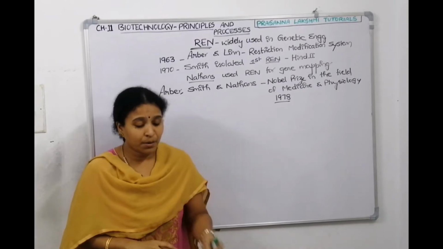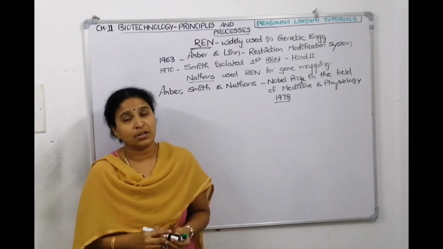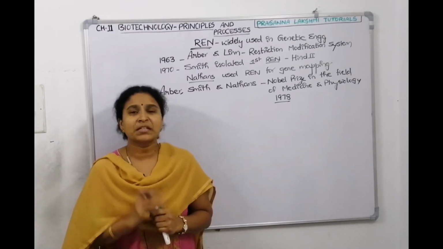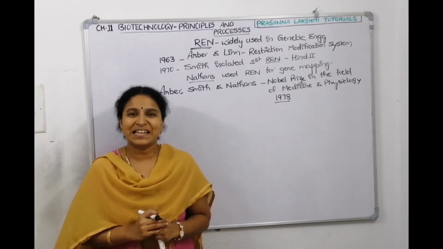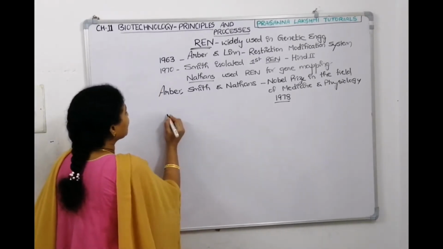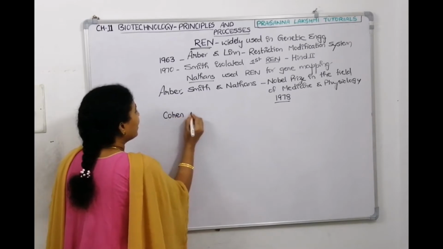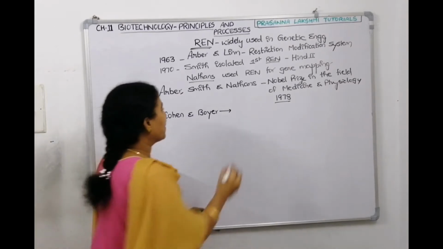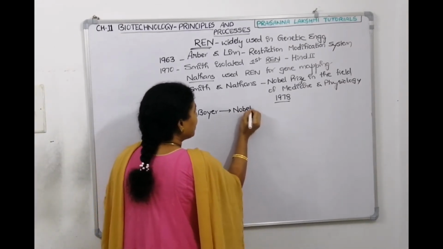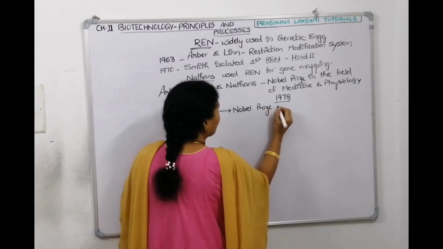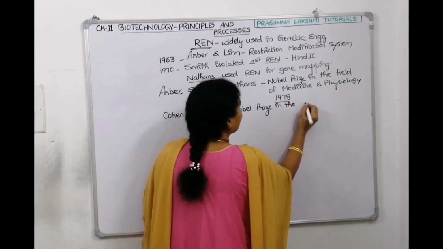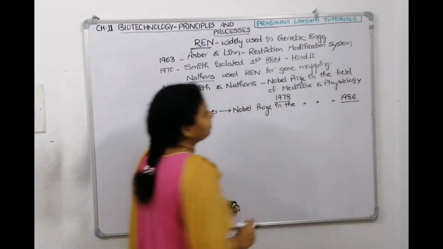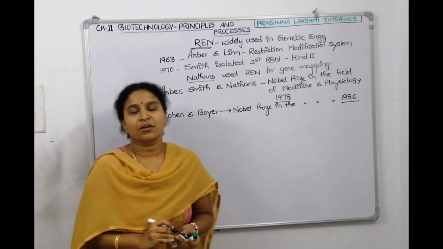Whereas we studied that Cohen and Boyer are also the backbones behind biotechnology, right? They are the main people who gave the idea of rDNA technology. Didn't they get the Nobel Prize? They also got the Nobel Prize, but in 1986, again in the field of medicine and physiology. So the main pillars behind biotechnology are Cohen and Boyer.